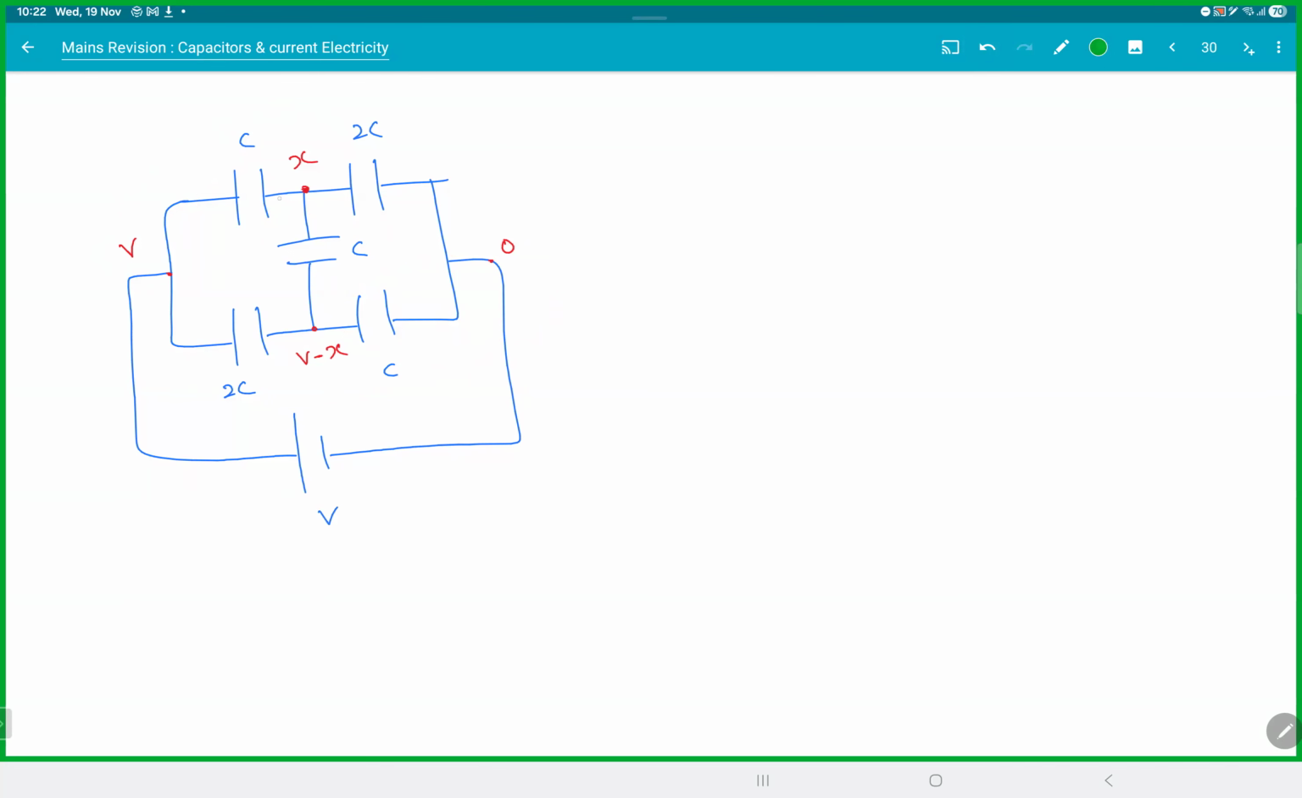Assume charge Q is flowing like this. Let this be Q1, and let this be Q2 and let this be Q3. We know the total charge flowing into a node is always 0. So Q1 plus Q2 plus Q3 is 0. What is Q1? Higher minus lower potential, V minus X, into C.